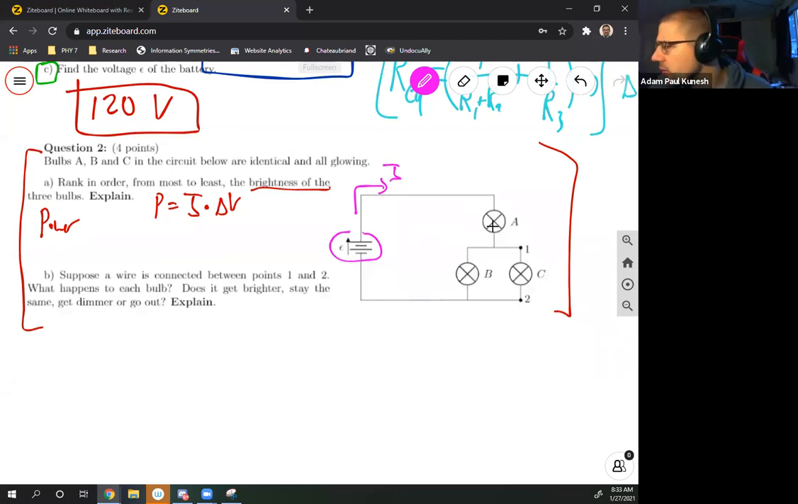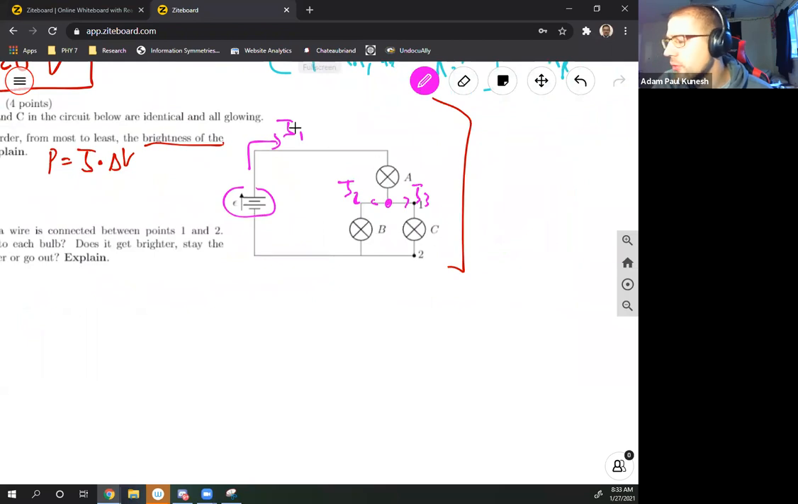Current is going to enter bulb A. I'm going to call this I1. Current then has the option to split at this junction into either I2 or I3. So I know from Kirchhoff's current law, or the junction rule, that I1 equals I2 plus I3.